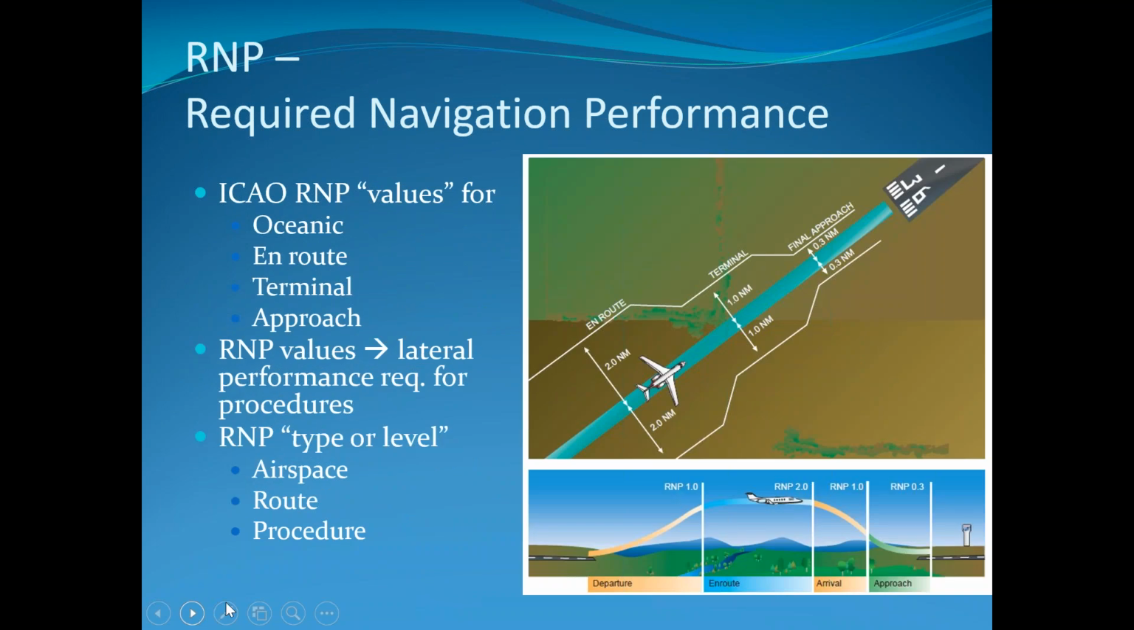This kind of shows you right here, RNP 1.0, RNP 2. So this would be the different requirements. On a departure, you might need RNP 1.0. During the en route, you would need maybe RNP 2.0. The arrival 1.0, and then the approach down to 0.3. So it just kind of gives you an idea, some examples of when and where you would need the different types.